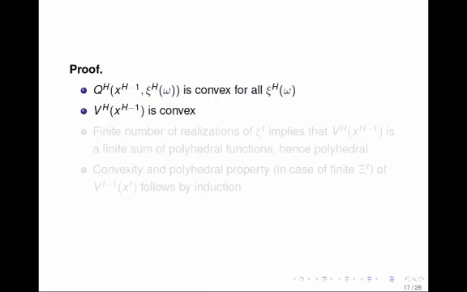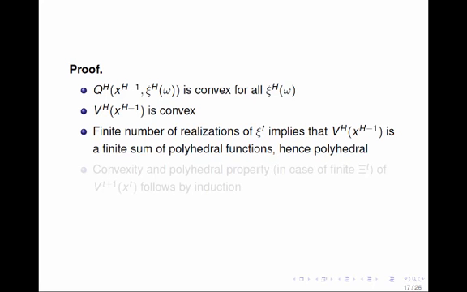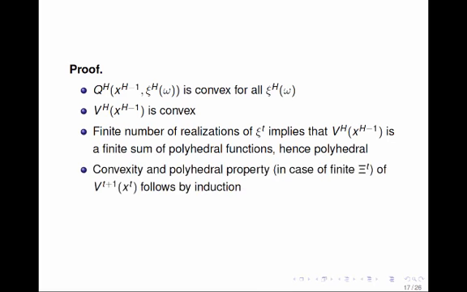Okay, so V_H is convex because it's the average of these finite number of realizations of xi, which implies that V_H of x_{H-1} is a finite sum of polyhedral functions. So here all I'm saying is that for the Q capital H, for a linear program, we in fact know that this is a polyhedral function of b, not just convex, but specifically polyhedral. So Q_H is polyhedral, so a finite sum of Q_H is piecewise linear also. So V capital H is polyhedral. But somewhere we need to use induction. Convexity and the polyhedral property follow by induction.